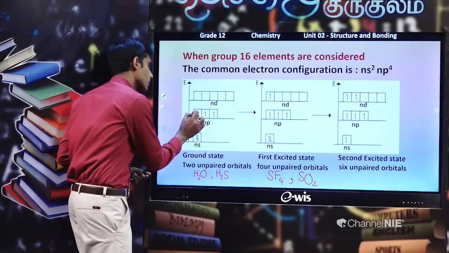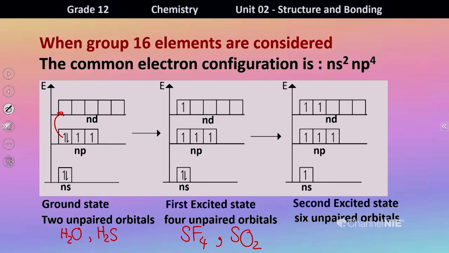So, if one electron moves to this level, then you get the first excited state. Here there are 4 unpaired orbitals, so 4 covalent bonds could be formed. Still you have paired orbitals in low energy sublevels. So, if this is moved to a high energy sublevel, we will end up with 6 unpaired orbitals, that means it can form 6 covalent bonds.